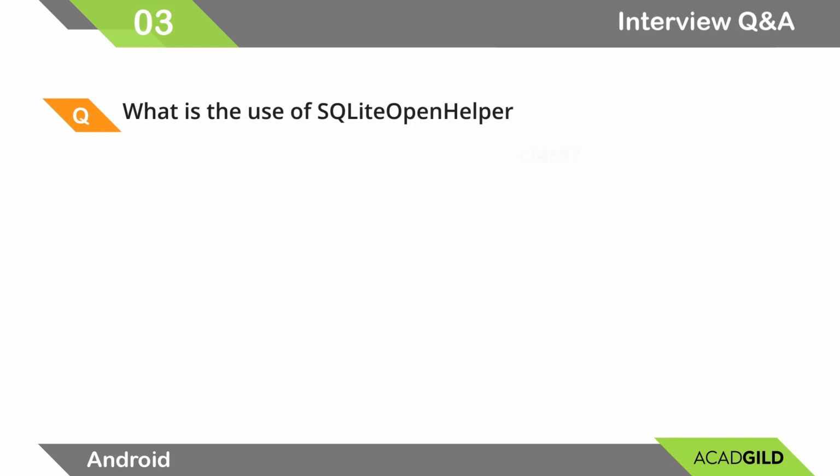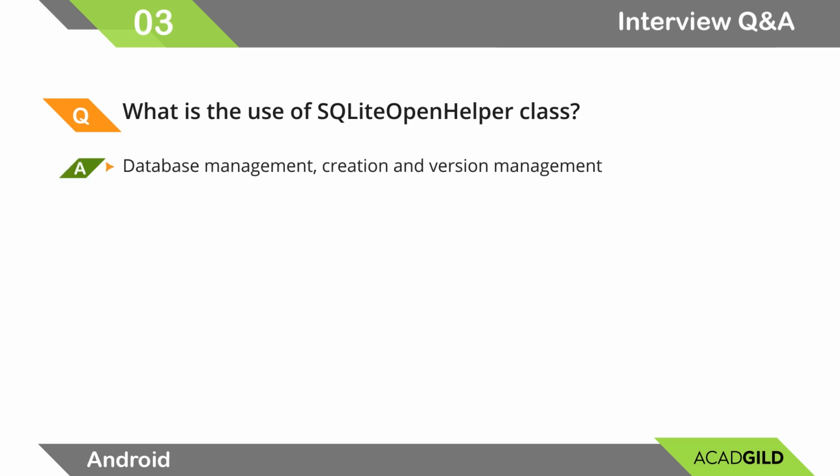What is the use of SQLite Open Helper class? So the thing is, in Android, if you want to use SQLite, you take help of a helper class called SQLite Open Helper. Advantages: it allows you to manage database, creation of the database, and also the version management of the databases. So today you create a database with few tables, tomorrow you want to alter or change the structure or add anything. To manage all these versions, SQLite Open Helper class is more suitable.